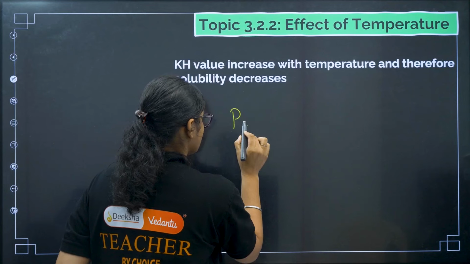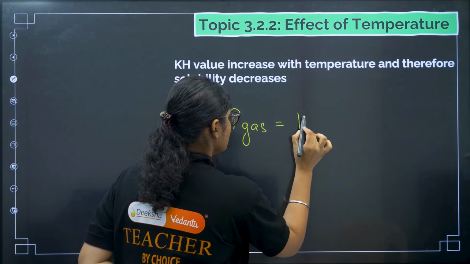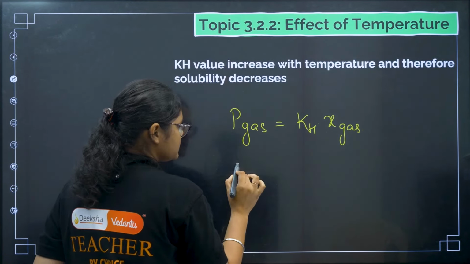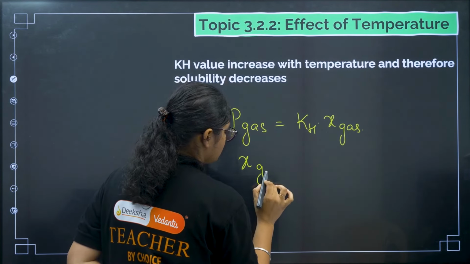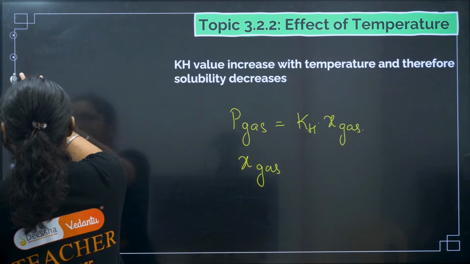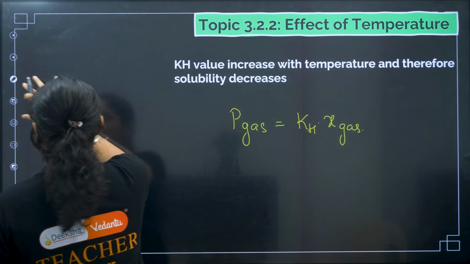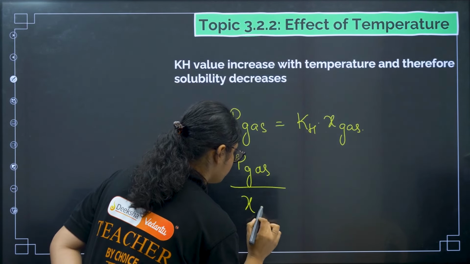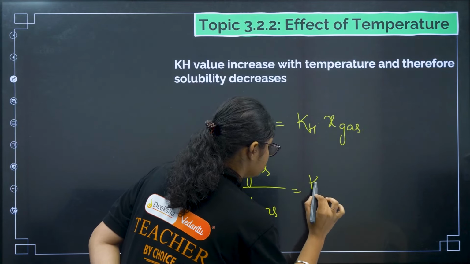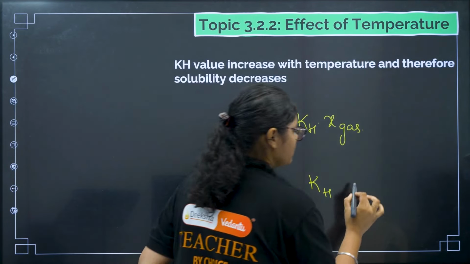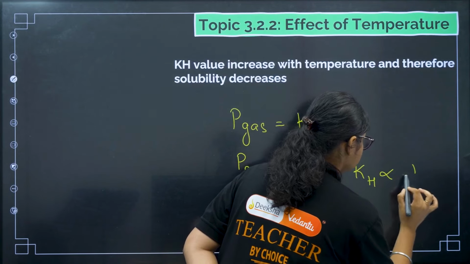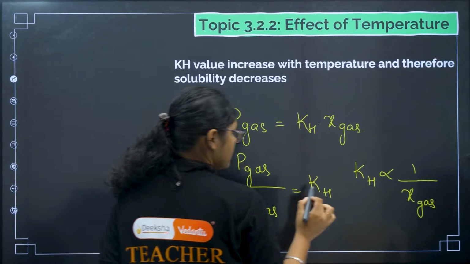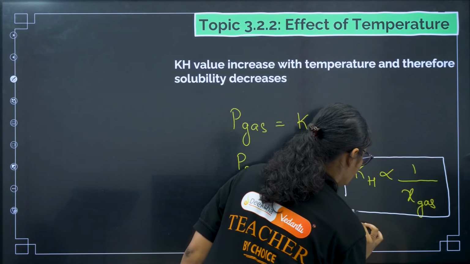We know this is the Henry's law formula: P of the gas is equal to KH into the mole fraction of the gas. Now I'll write it this way: P of gas by X of gas is equal to KH. So what relation am I getting here? KH is inversely proportional to the mole fraction of the gas.